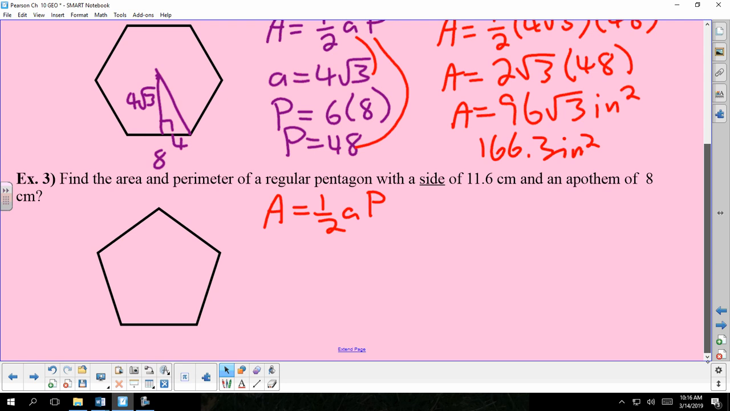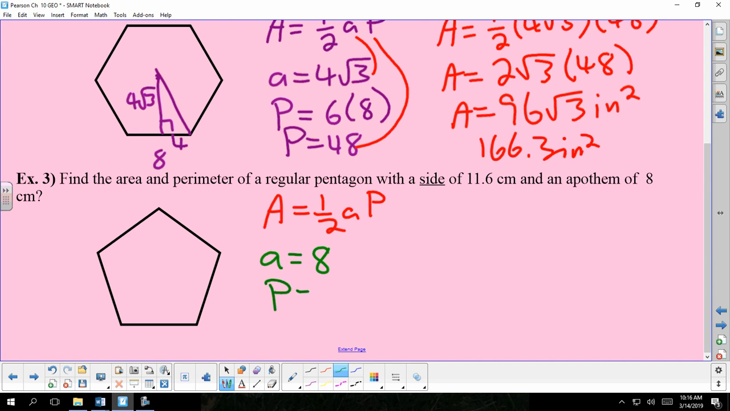So we need 2 things. We need the apothem. Hey, we're given the apothem. That's nice. We don't need to solve for anything. And then we need the perimeter. I'm given the side length of 11.6. And then how many sides are in a pentagon? 5. 11.6 times 5 gives me the perimeter of 58.